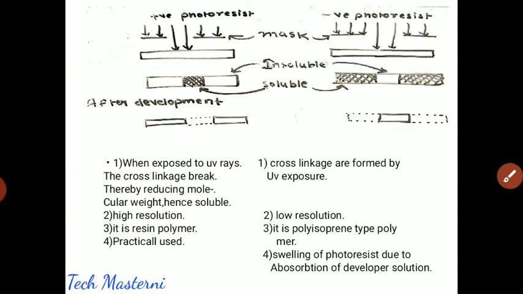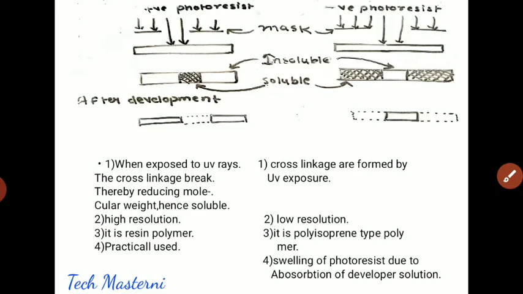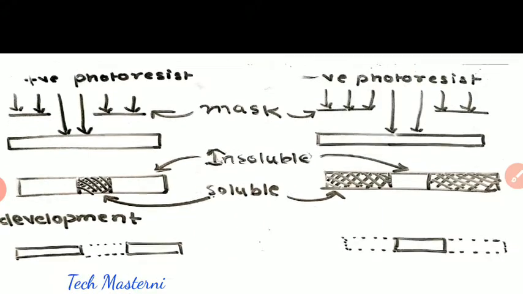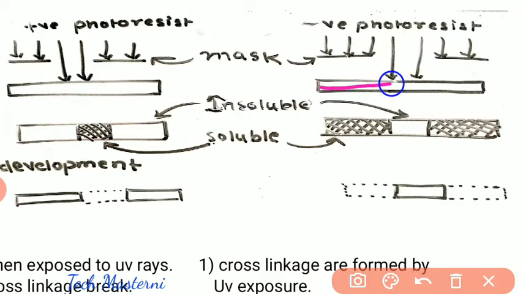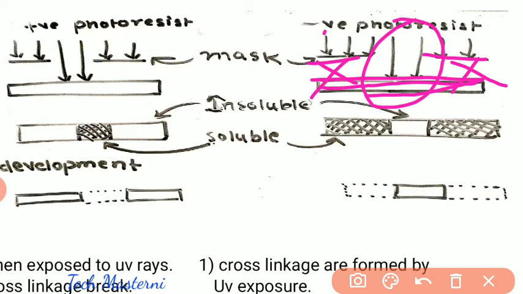Now this is new for us, negative photoresist. In the negative photoresist, cross linkages are formed by the UV exposure. Let's see here. This is my mask, this is my photoresist, these are my mask. The light cannot come here, light cannot come here, it will come here only. When the light falls on the photoresist, cross linkage is formed. It means the bonds will be created.